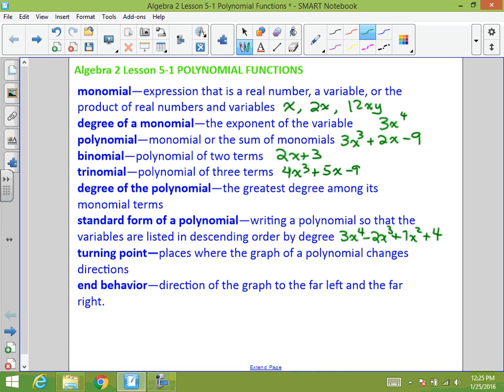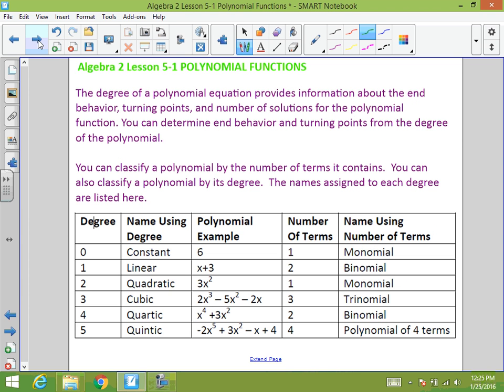A turning point is a place where the graph of a polynomial changes directions. And the end behavior is the direction of the graph to the far left and the far right of a polynomial graph. I'll show you some pictures of that in just a few minutes. The degree of a polynomial equation provides information about the end behavior, turning points, and number of solutions for the polynomial function. You can determine end behavior and turning points from the degree of the polynomial. So you want to always pay attention to the degree of your polynomial.